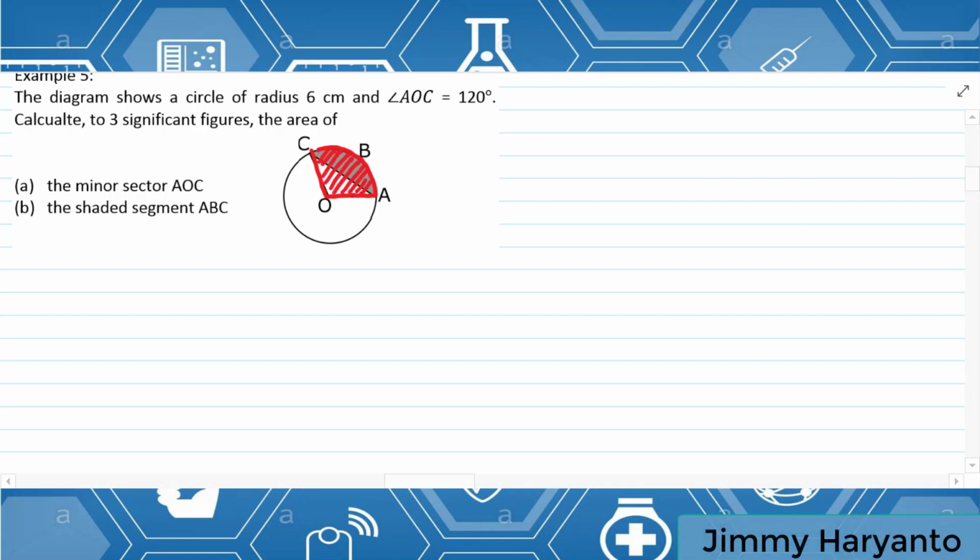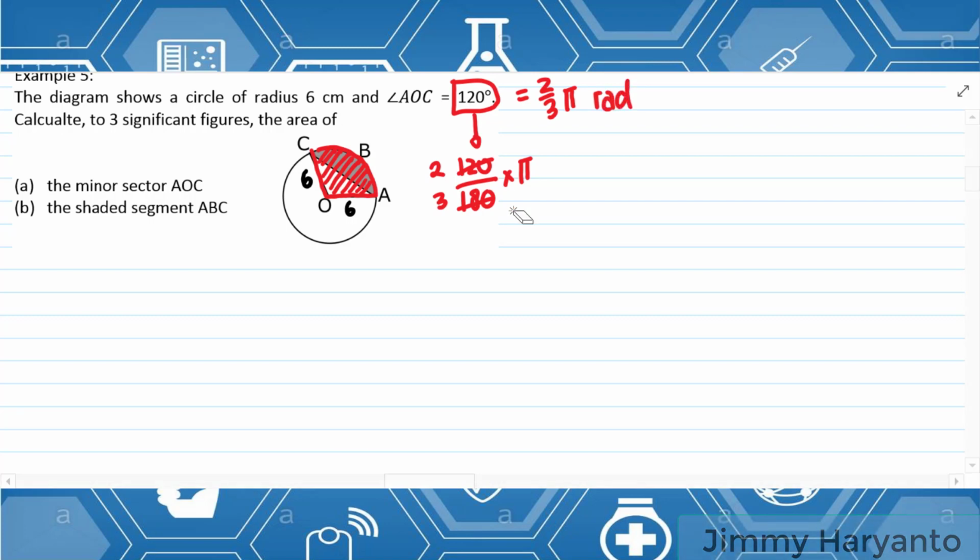Okay, the radius is 6, and the angle is 120 degrees. We cannot use degrees in this chapter, so we have to convert this into radians. 120 over 180 times pi radians equals, dividing by 60, 2 over 3. So this is 2 over 3 pi radians. You can leave the pi, or maybe you can use a calculator to make it into a decimal.